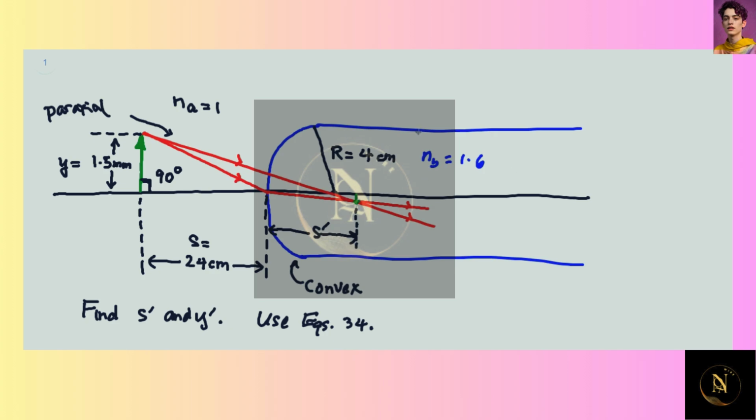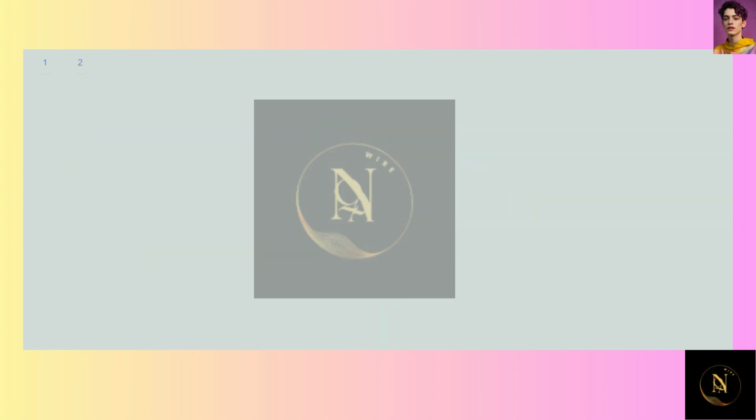And we have the index of refraction of glass. We have the radius of curvature. Here we have Na, which is assumed to be air. And now we're going to use equations 34.11 and 12 to find, so from this one we'll find S prime, and from this one we will find Y prime. So let's do that on the next page.